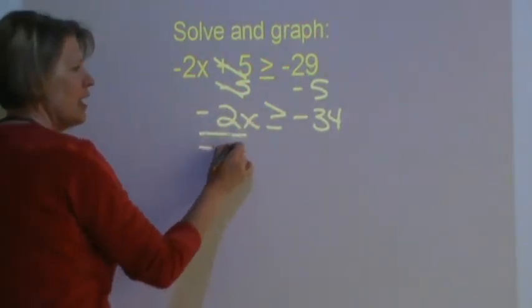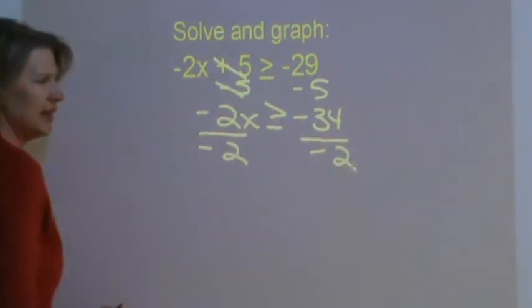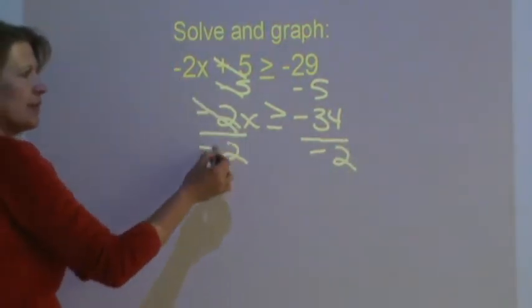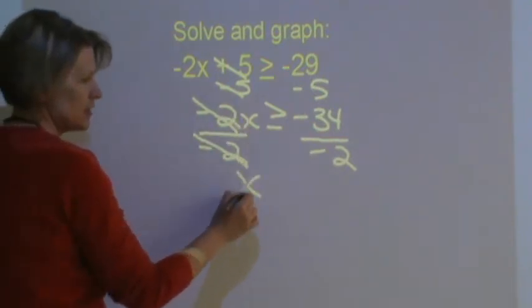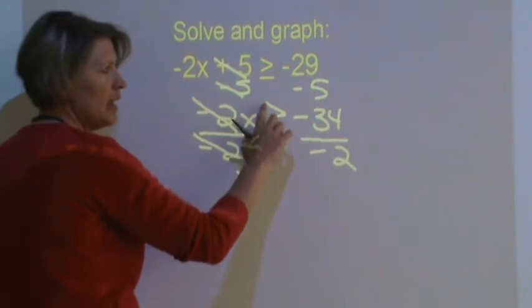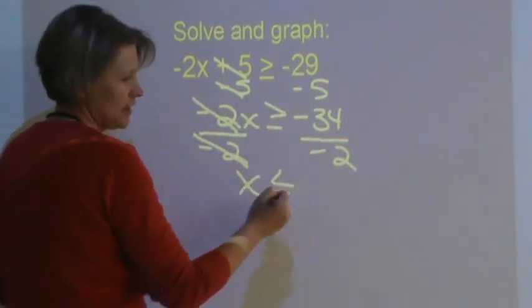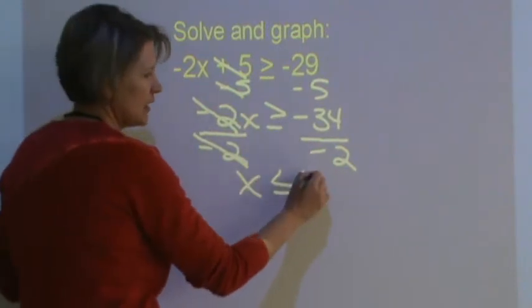Here, I would divide by negative 2. Whatever I do to one side, I do to the other. Negative 2 divided by negative 2 is 1. 1 times x is just x. Now here's where it's going to change. Because I divided by a negative, this sign is going to change direction. So instead of greater than or equal to, it's now less than or equal to. And that's going to get us 17.